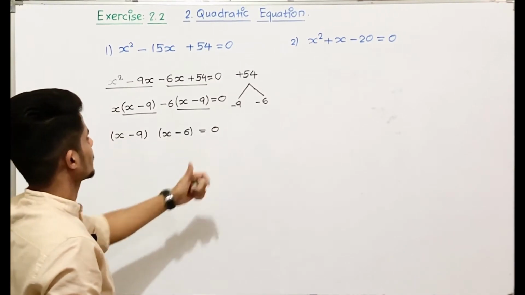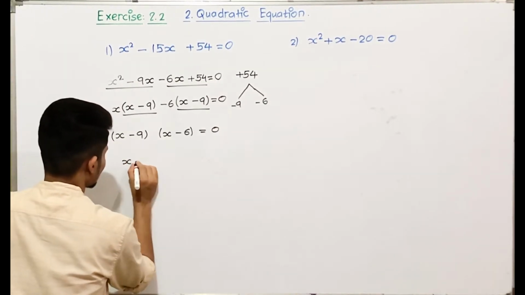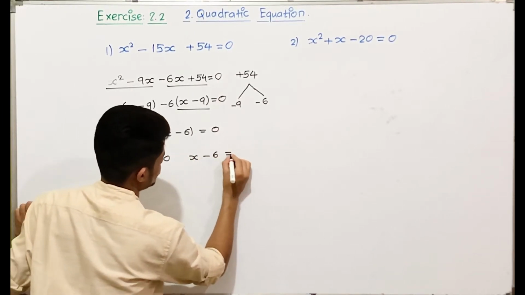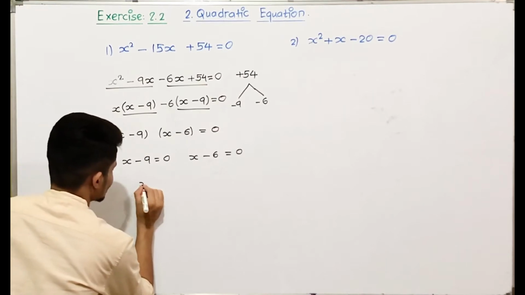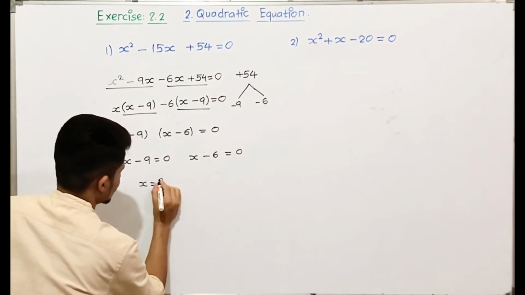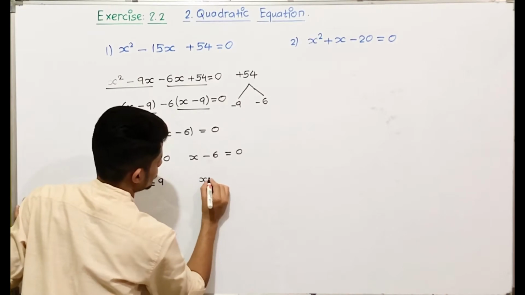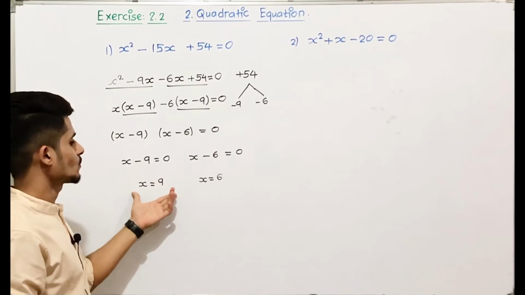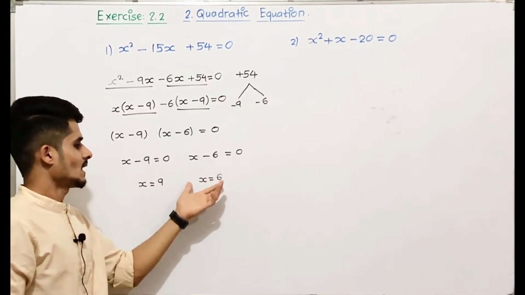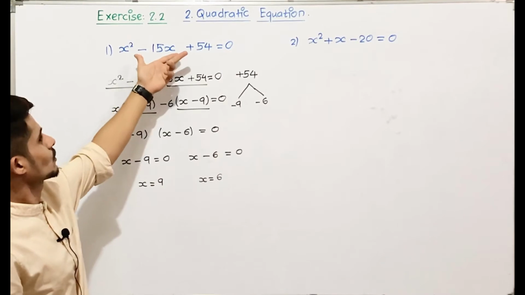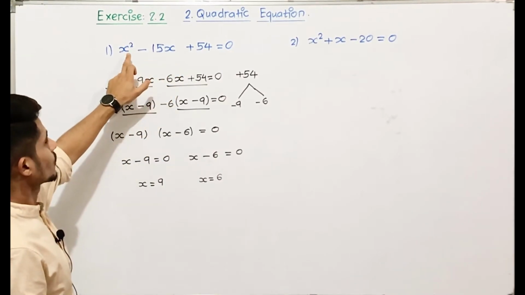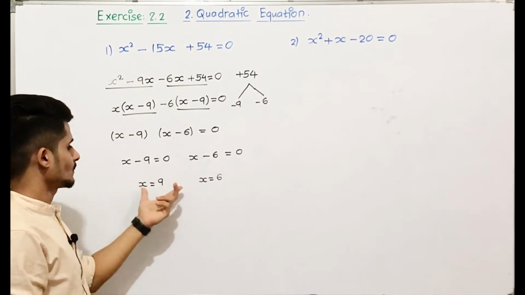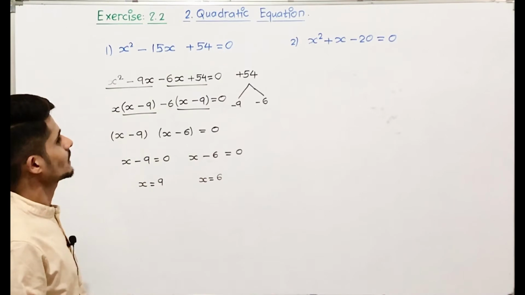Now we'll equate each factor with 0, that is x minus 9 is equal to 0 and x minus 6 is equal to 0. So x will be, minus 9 goes to the other side, plus 9, and x will be, minus 6 goes to the other side, plus 6. So x is equal to 9 and x is equal to 6 are the solutions for this quadratic equation. In a quadratic equation, the highest power of the variable is 2, so we'll be getting two solutions for the quadratic equation.